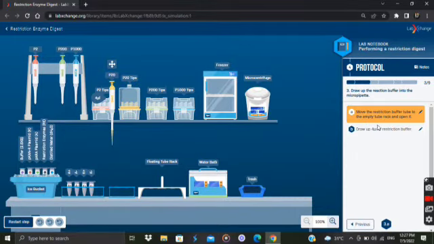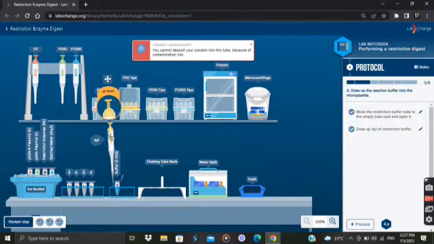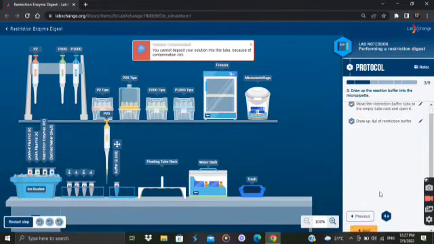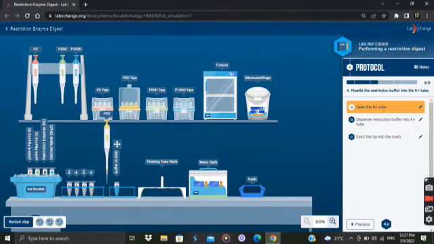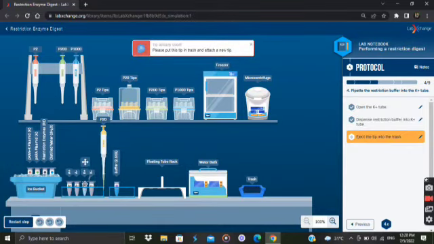Move the restriction buffer tube to the empty tube rack and open it. Draw up 4 microliters of restriction buffer. So let's draw up 4 microliters of restriction buffer here. Okay, and close the tube. Open the K positive tube. Dispense restriction buffer into the K positive tube. We are going to close the tube and eject the tip into the trash.